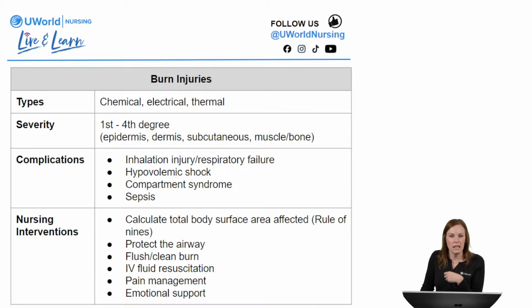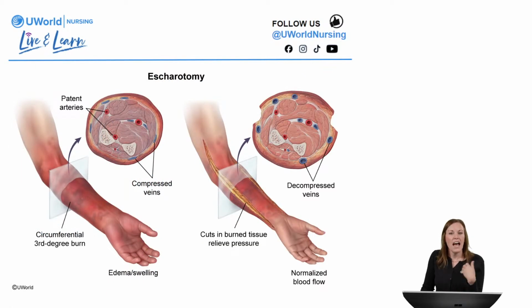And then last but not least is an escharotomy. So again, we'll pull up that image of compartment syndrome again. As you can see in the image, we talked about this a little bit earlier, you're going to see that swelling in the arm and how it's compressing down on those vessels.